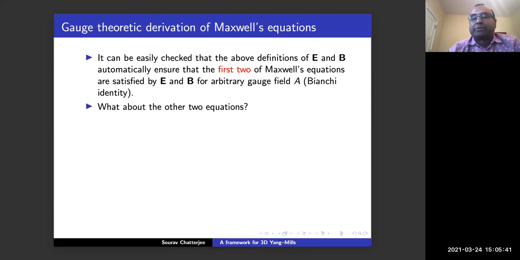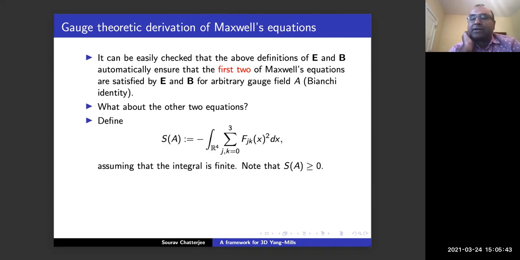Now, what about the other two equations? Then you define a functional on the space of gauge fields like this. You take this double sum of F_jk(x) squared. Remember, these are imaginary numbers, so the square is a negative number. You put a minus sign, you get something positive. You sum it up and integrate over R^4, and suppose the integral is finite. Note that this is non-negative.